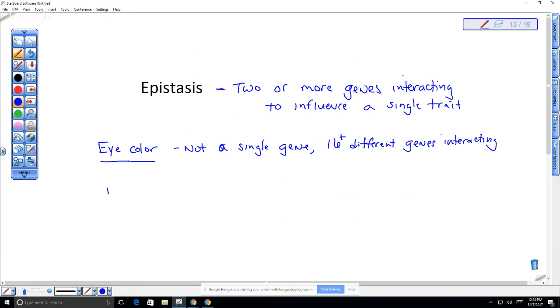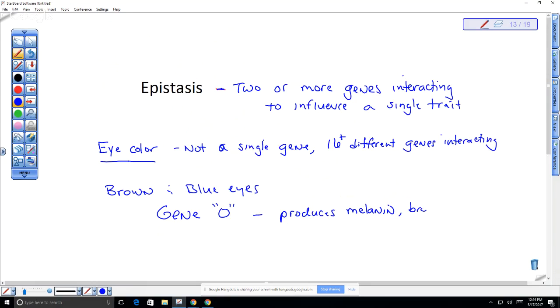So I'm just going to use brown and blue eyes. So we're going to totally ignore green. Green is actually the rarest eye color, and it actually has to do with the distribution of melanin in the eyes. So we have a gene called O, and this produces melanin. And melanin is the brown pigment in the eye, and specifically in the iris. Okay. It is also the pigment that gives us our skin color and also our hair color. Melanin is our pigment, okay, that we use in our body.